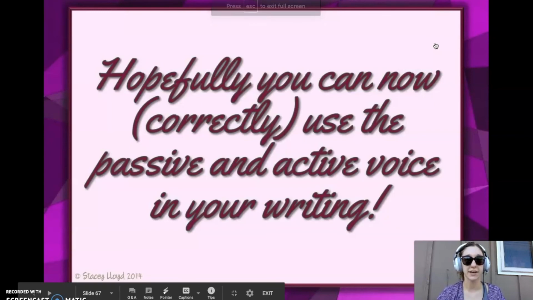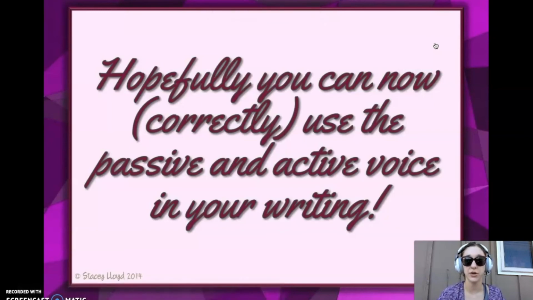Okay, so that was active and passive voice. Hopefully you can now correctly use passive and active voice in your writing. I'm okay with passive as long as it doesn't get too confusing. The issue with that is sometimes it can really make your sentence not make a lot of sense, and it seems like you're trying to fill in random words when you could just do an active voice and get straight to the point.